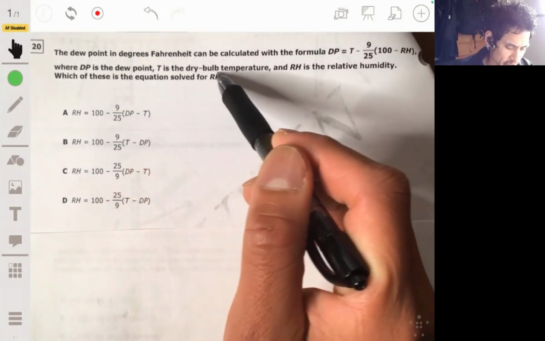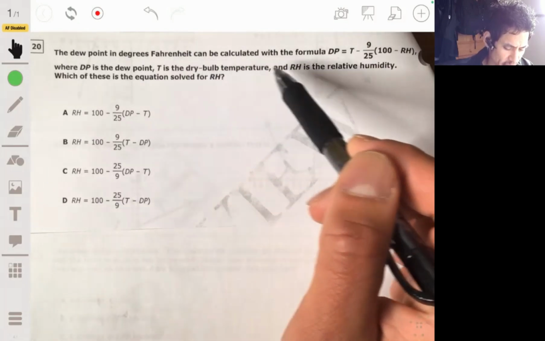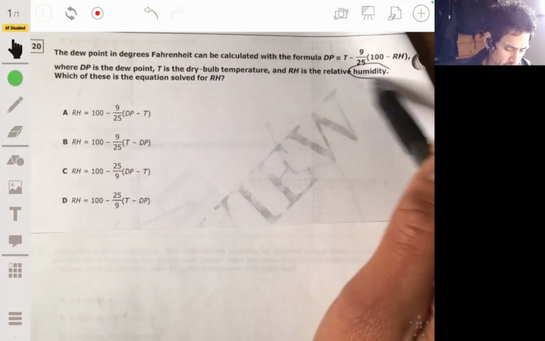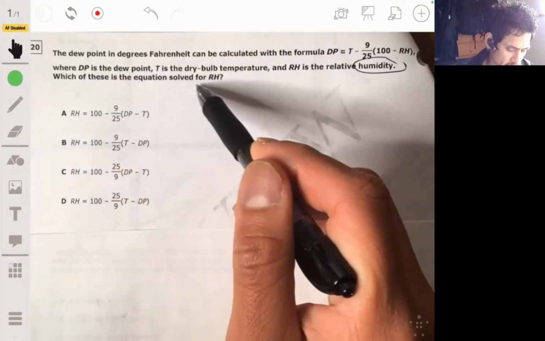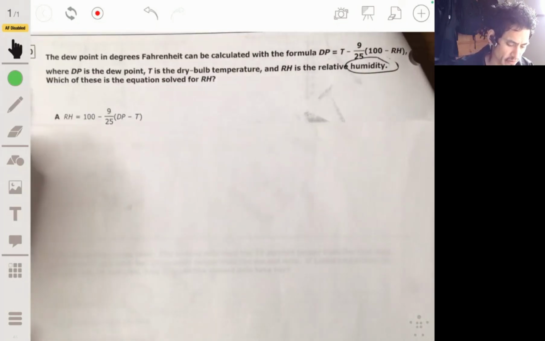T is a dry bulb temperature. I don't know what that is. Planting flowers. T is a dry bulb temperature, and RH is the relative humidity. I know what that is. Which of these is the equation to solve for RH? Okay, cool. Finally, we got a fun one.